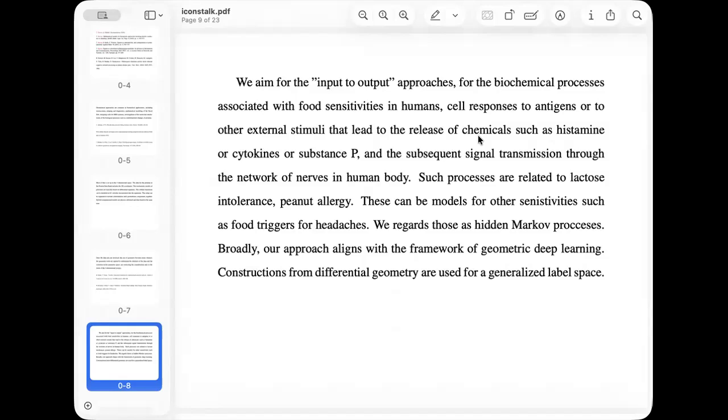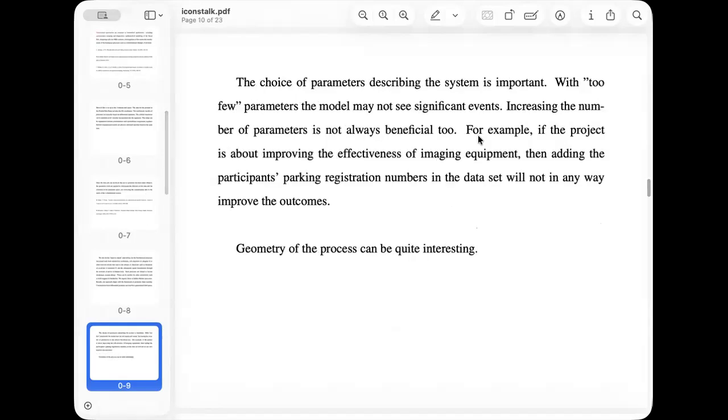We regard those as hidden Markov processes. In a broad sense, our approach will align with the framework of geometric deep learning. In the language of geometric deep learning, constructions from differential geometry will yield a generalized label space.